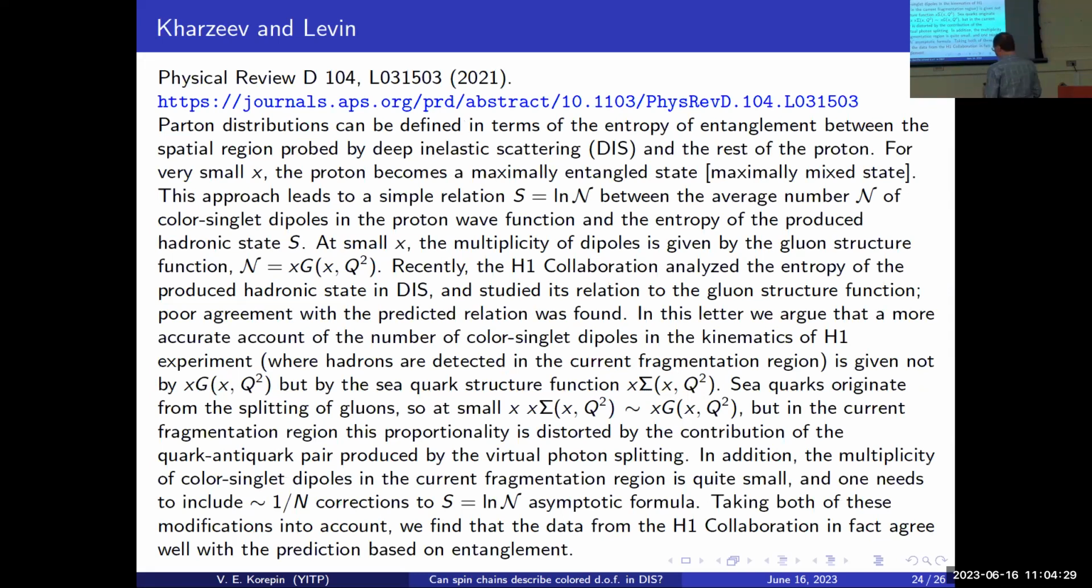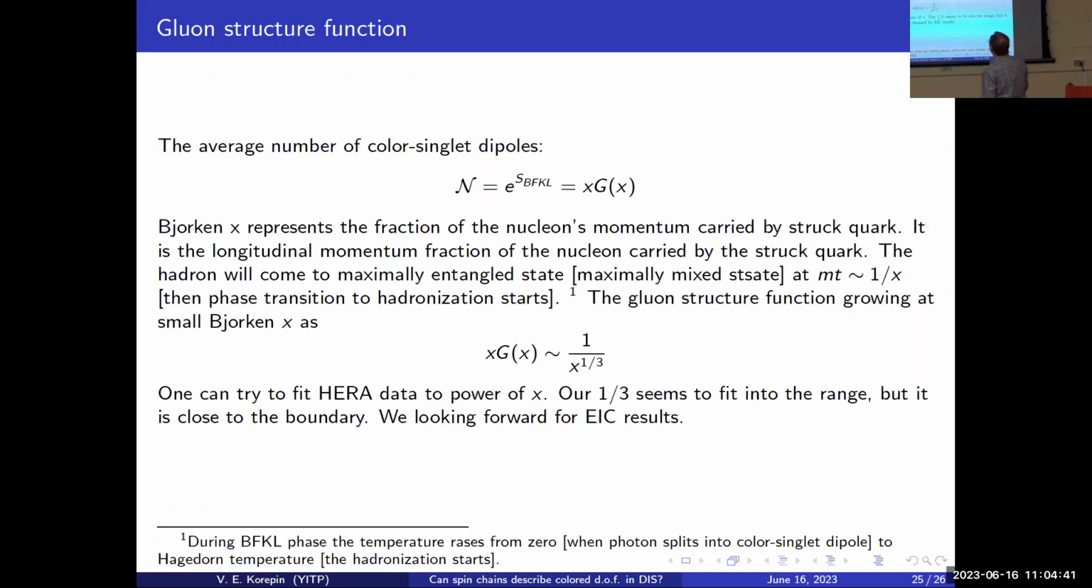So let me summarize on the next transparency how I apply this idea. Kharzeev and Levin wrote a generic paper, so let's apply this to DIS, deep inelastic scattering. The gluon structure function is equal to the number of those color singlet dipoles. And as a function of time, this is the entropy I just calculated. This is like one third of a logarithm. So I can calculate this. But then there is also a picture we should keep in mind.